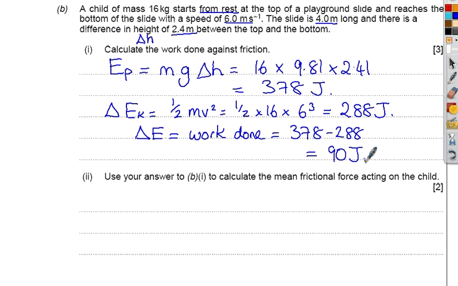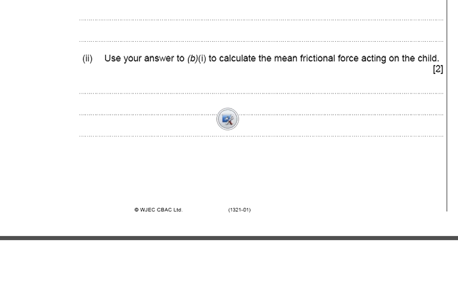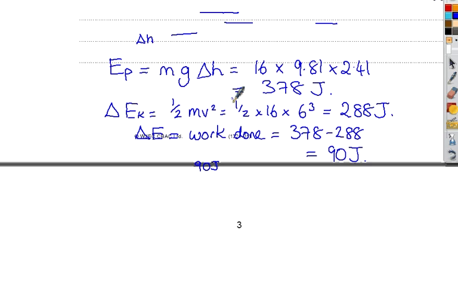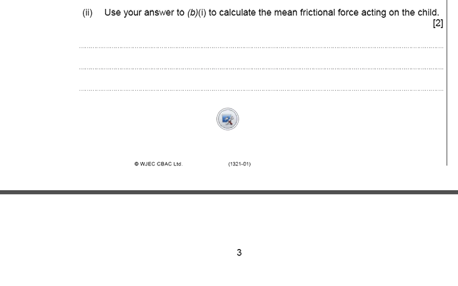Right, we now need to use your answer to B1, the 90 joules, to calculate the mean frictional force acting on the child. So let's scroll up again. Move that along. So we've got 90 joules. Oops, scroll too far. There we go.